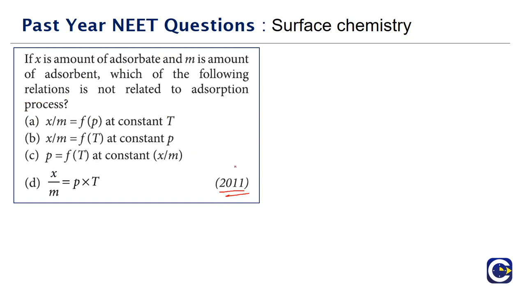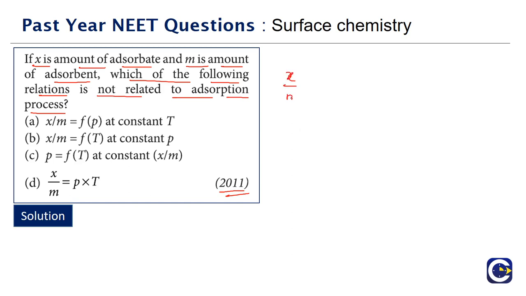Next we have a question related to the adsorption. If X is amount of adsorbate and M is the amount of adsorbent, then which of the following relations is not related to the adsorption process? So if we look at adsorption process, X by M will be measuring the extent of adsorption. It's basically the mass of the adsorbate divided by the mass of the adsorbent.